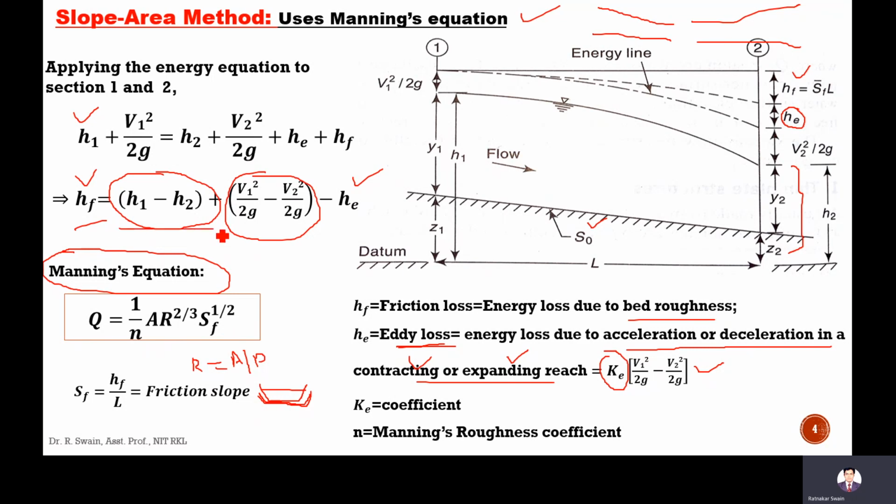This friction slope is calculated using this equation: the friction slope is HF divided by L. So once HF is calculated, it is divided by the length between these two sections. Then the slope is calculated. Using this slope and the cross-sectional geometry, we can calculate the discharge. This n is called Manning's roughness coefficient, which is due to the bed roughness.